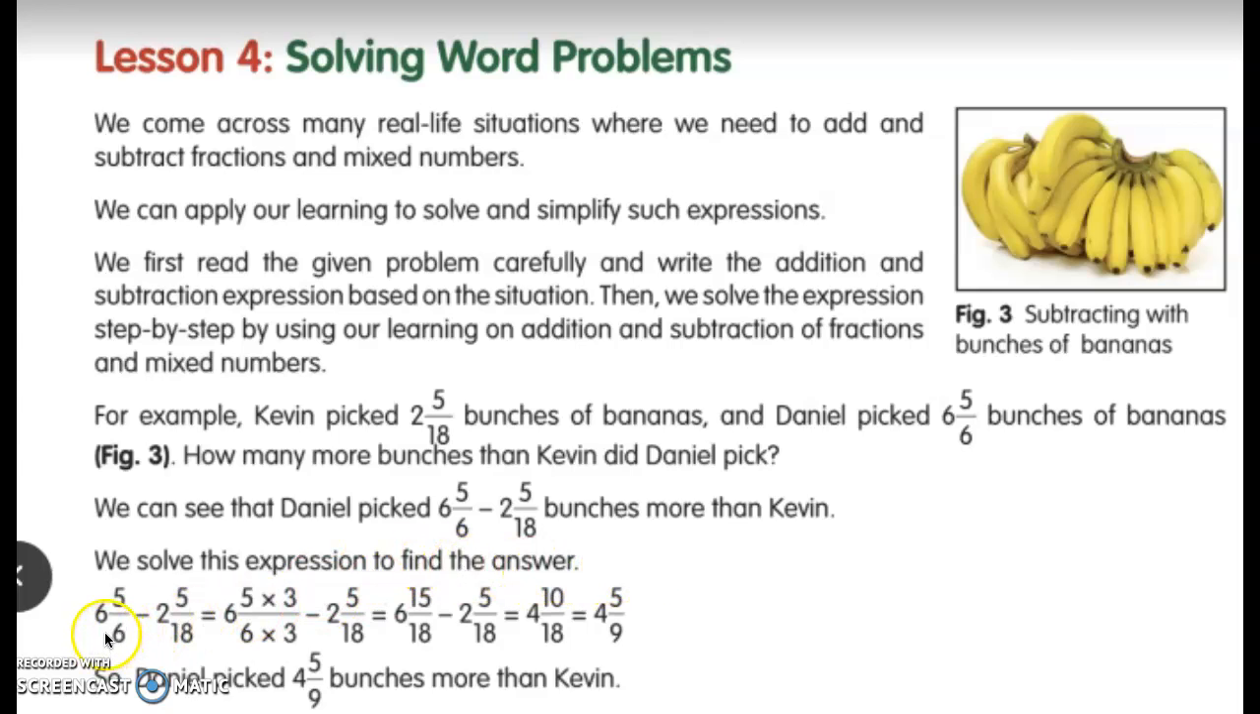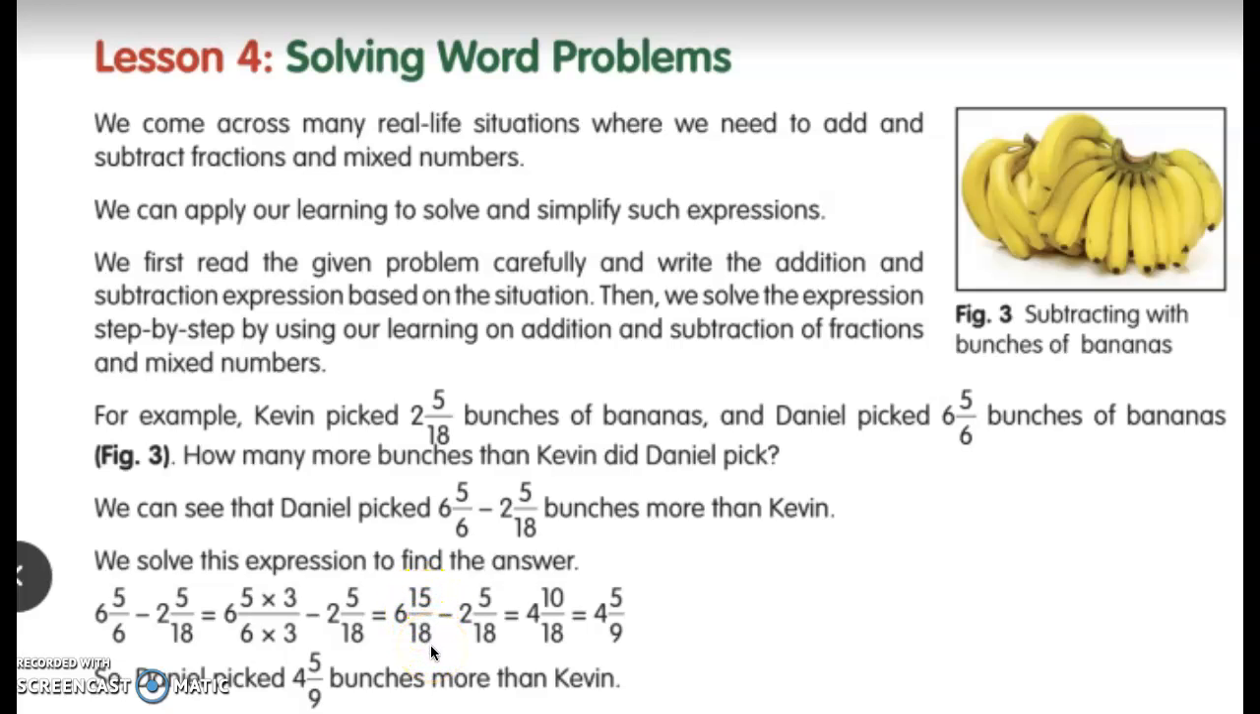So you look at this. 6 and 5 over 6 minus 2 and 5 over 18. That is equal to, so again, the LCM of 6 and 18 is 18. So how do we change 6 to 18? We multiply both numerator and denominator by 3. So we have 6 and 15 over 18.